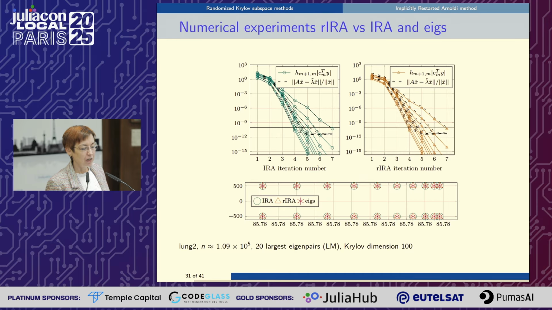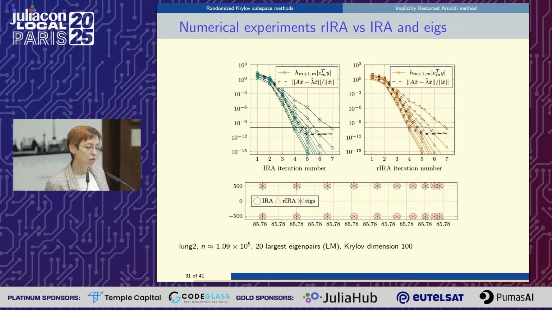Then I will show you some of the numerical experiments in which we'll compare the randomized implicitly restarted Arnoldi method versus implicitly restarted Arnoldi and the AX routine. The message here is that the convergence of the deterministic method with respect to the randomized method has almost the same behavior. Here we see the convergence obtained when we look for the 20 largest eigenpairs of a matrix called Lang2. And we see the convergence of these eigenpairs.